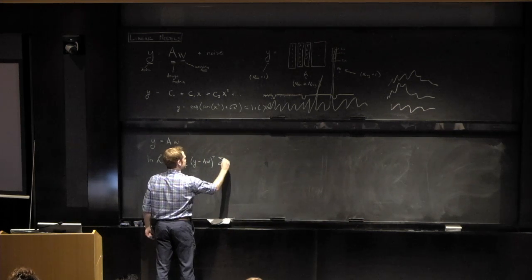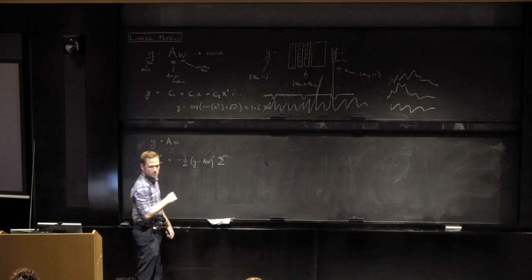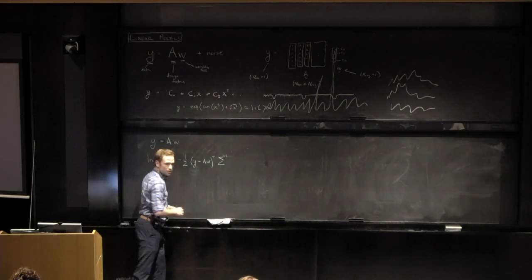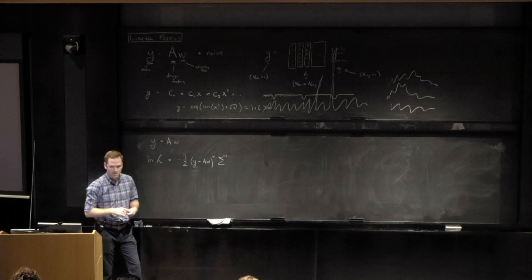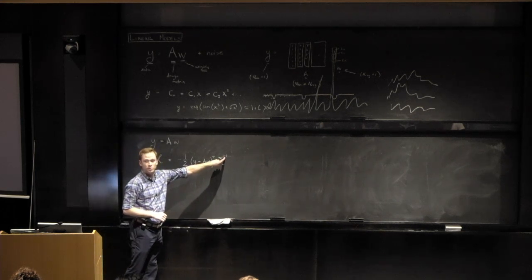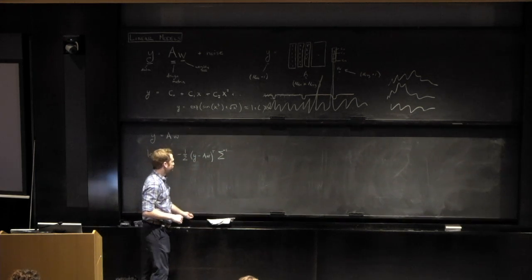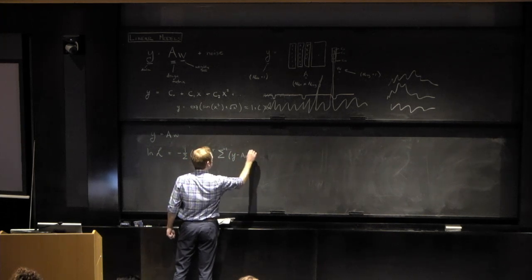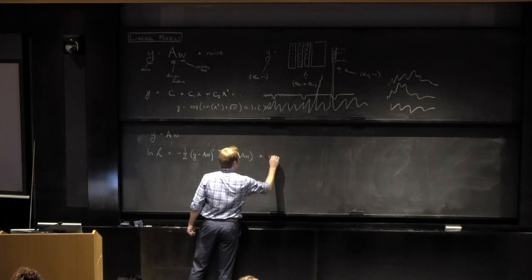Times some covariance matrix. Whenever we make an observation, this is usually a diagonal matrix, and the entries are just the standard deviation squared, or in this case, the inverse of the standard deviation squared, dotted with y minus AW, plus some constant.